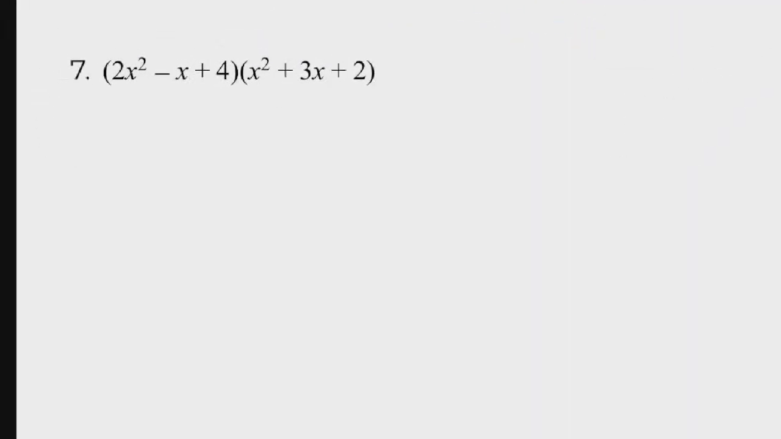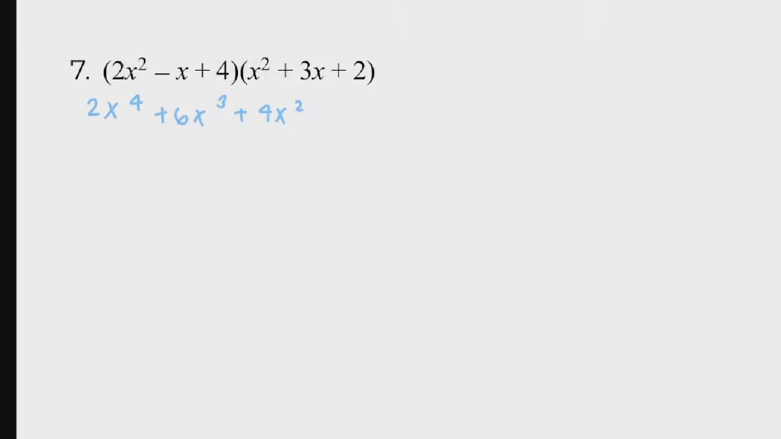Okay, next one, this one is actually not any of the special products. This one we just have to distribute multiple times. So we want to multiply 2x squared into everything in the second parentheses. So that's going to be 2x to the fourth plus 6x cubed plus 4x squared.